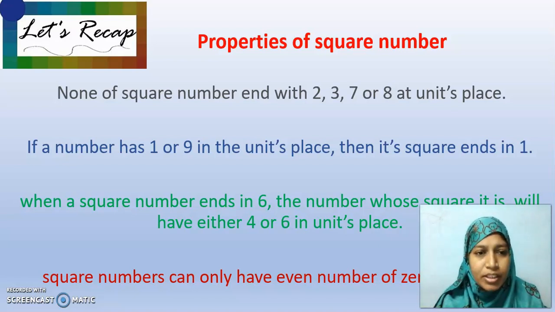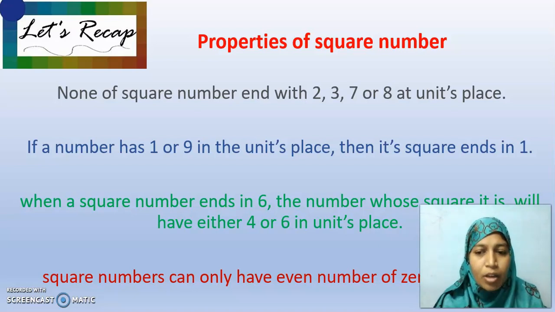The next property is if a number ends with 1 or 9, then its square will end with 1, because 1 one is 1, 9 nines are 81, so 1 in its units place. Is it clear? When a square number ends in 6, the number whose square it is will have either 4 or 6 in its units place. Is it clear, children? These properties we discussed in previous classes.